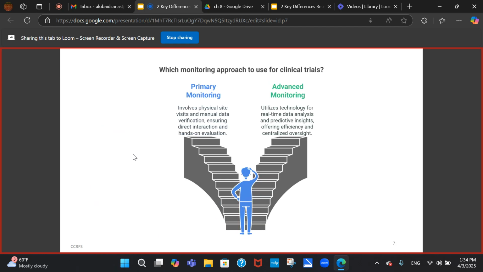Now here is a very nice diagram explaining the primary and advanced monitoring. So which monitoring approach to use for clinical trials? Primary monitoring involves physical site visits and manual data verification, ensuring direct interaction and hands-on evaluation. So very basic, very traditional monitoring. While advanced monitoring, on the other hand, utilizes technology for real-time data analysis and predictive insights, offering efficiency and centralized oversight.